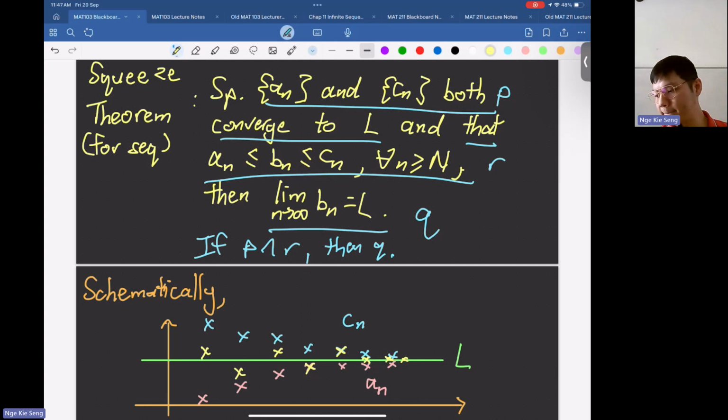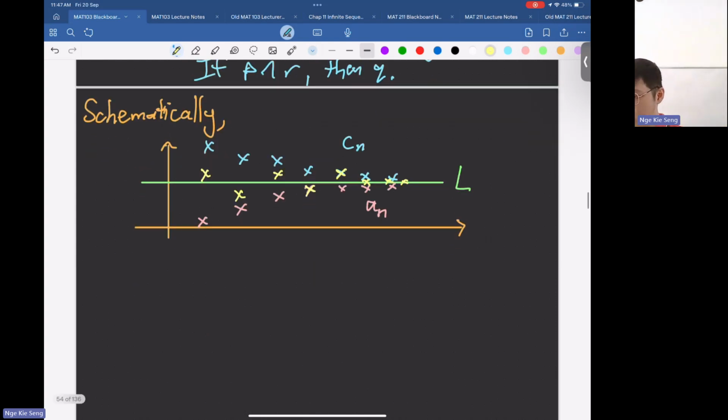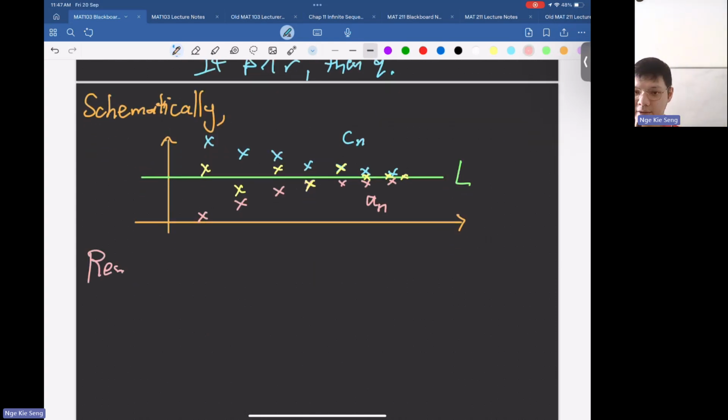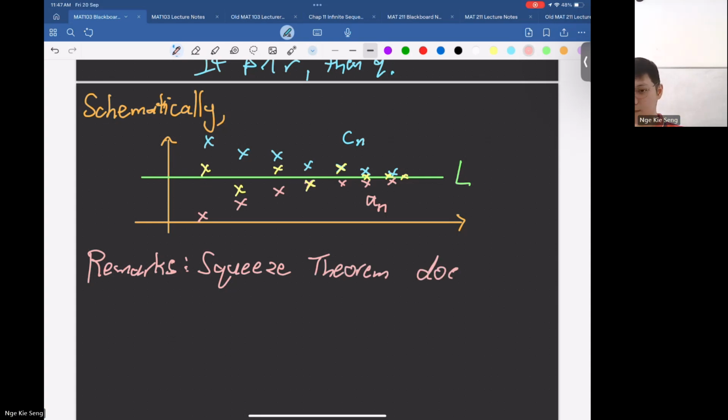So this theorem we won't prove. You can do it in your project. So I want to make a remark here. There's a very subtle condition here. This squeeze theorem doesn't imply the following.